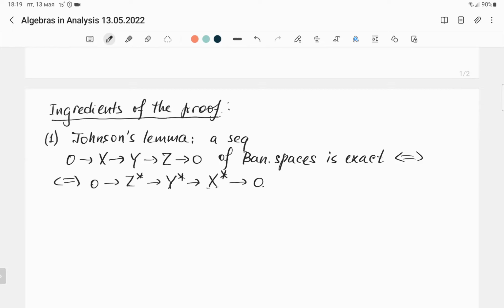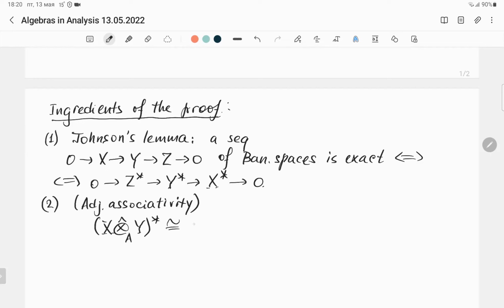Okay, so this is the first important ingredient of the proof. Second ingredient is a special case of the adjoint associativity. So if we have two Banach modules, X and Y, X is a right module and Y is a left module, then the dual of their tensor product is isomorphic to the space of morphisms from X to Y star.